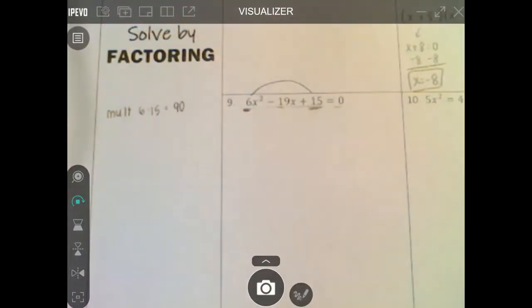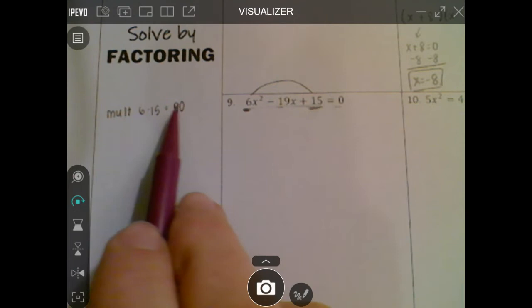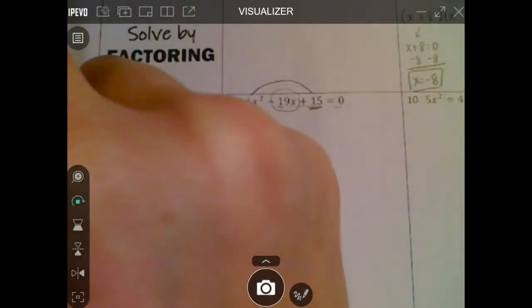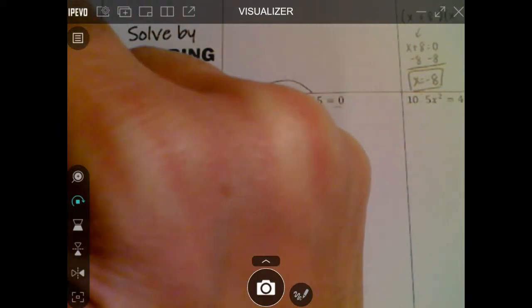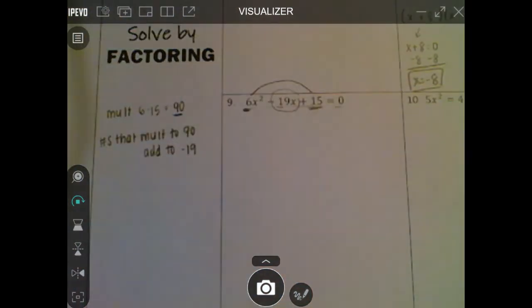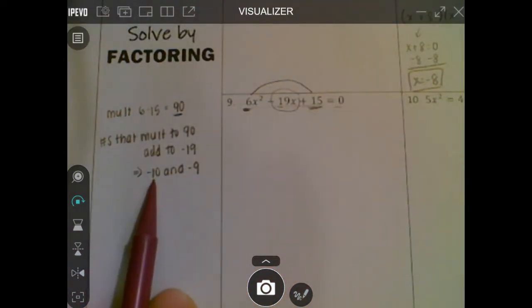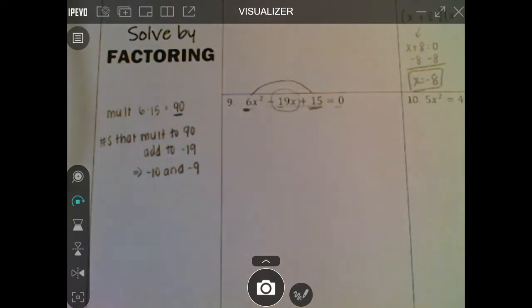which gives me 90. So what I'm looking for with this 90 is two numbers that are going to multiply to 90, but are going to add to my middle term. So numbers that multiply to the product that we just got, but add to the middle number of negative 19. And I believe the two numbers that work here are going to be negative 10 and negative 9. Because negative 10 times negative 9 gives me 90, but negative 10 plus negative 9 gives me negative 19.